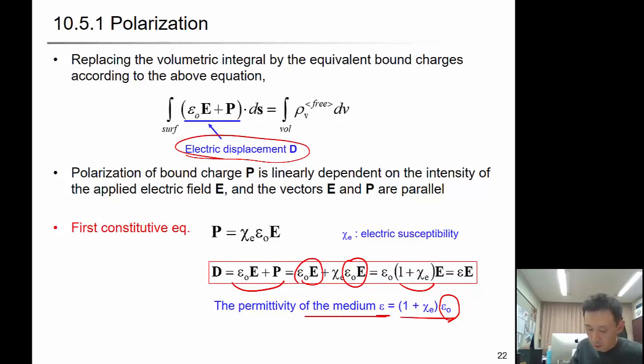So then what's added here? The added one is this electric susceptibility, psi. And depending on the material, this psi value is different. Like water will have something like 80, and vacuum has 0, and maybe alcohol has some value, and oil has another value too.